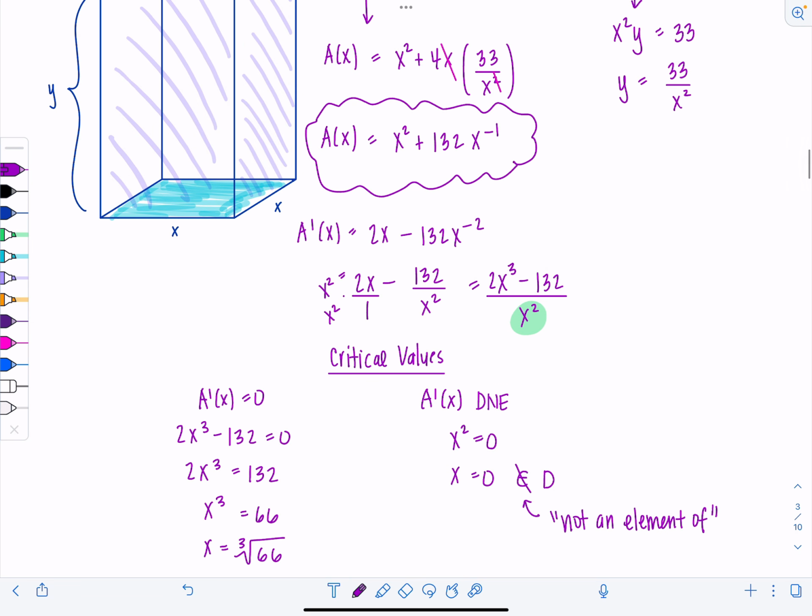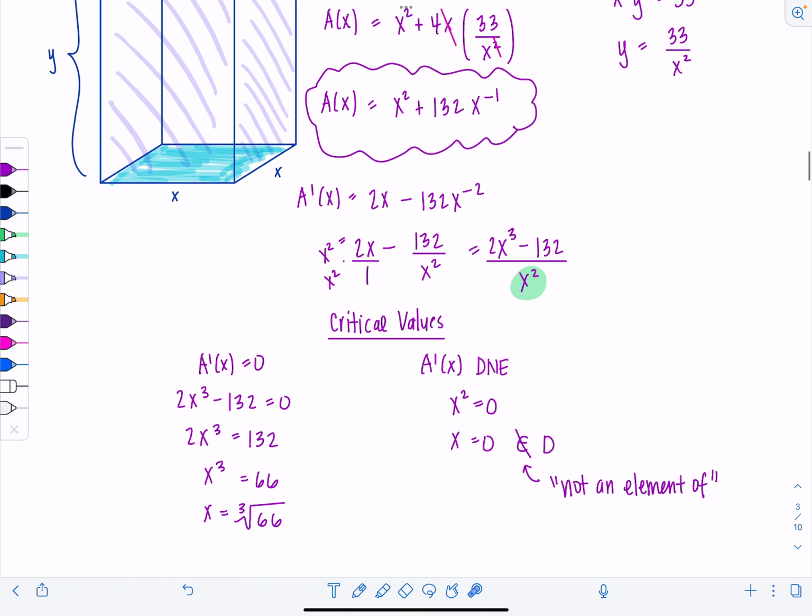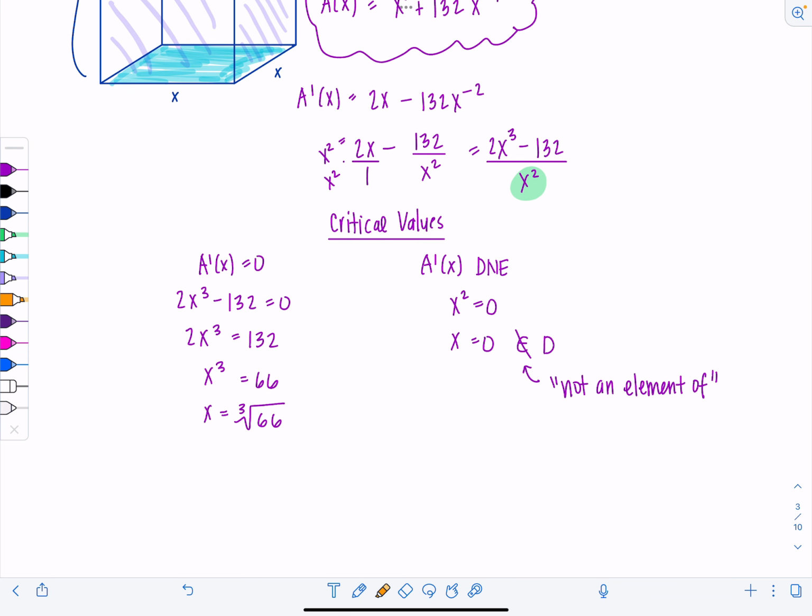Think about it, the problem's funny. It's like, get us a minimum surface area, and you're like, I got it. Don't even make a box. If x is 0, there's your minimum. No, we have to make a box. Imagine if you tried to do that at work. Okay, so check that one out. We only got one critical value.